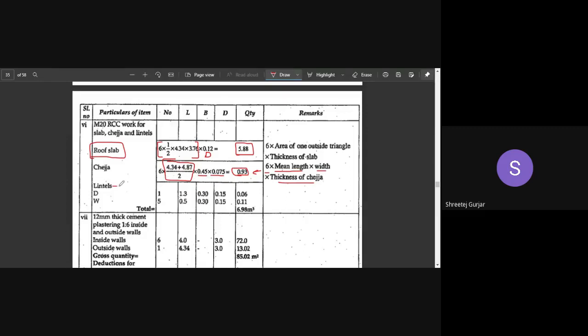So coming for lintels, over doors and over windows. So one over door and 5 windows we have. So 1 and 5. So this is assuming your bearing. This is your wall thickness, and this is the depth of your lintel. Okay. So this is how you get your lintel quantities in RCC work. Then addition of all of this. You have to add all of this, add from here to here, and then you get your total quantity of M20 concrete required. Okay, 6.98.